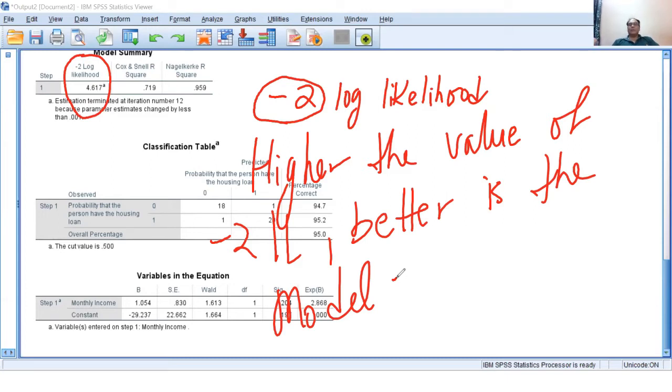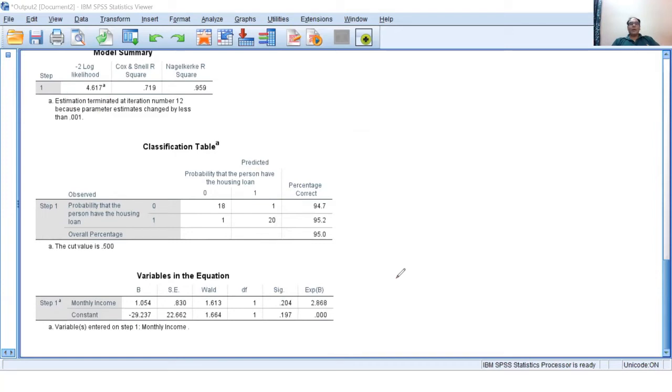The second value is basically Cox and Snell R square and Nagelkerke R square. Because we are not applying the OLS regression model, there is a problem of how to calculate the goodness of fit, how to find out the R square of this model. We are not having any specific method of calculating the R square, but these are the two methods which are giving you the lower limit and the upper limit of the R square.